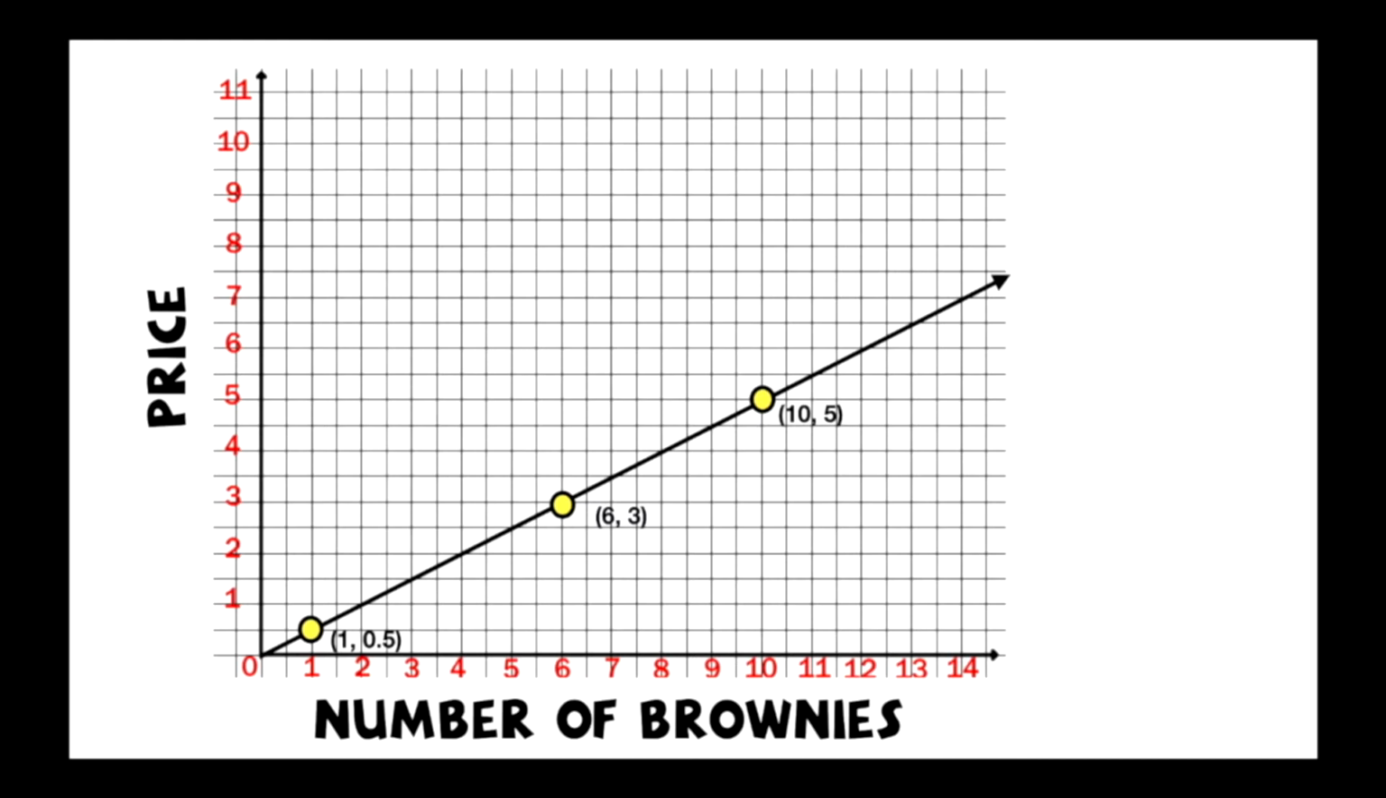For example, let's say I wanted to figure out how many brownies I can get for $4. Well, using my graph, I could go across and see it hits the $4 at the line right about there. If I go straight down, I could get 8 brownies for the $4. Maybe I want to figure out how much money it would be if I bought 5 brownies. According to this graph, it would cost me $2.50.